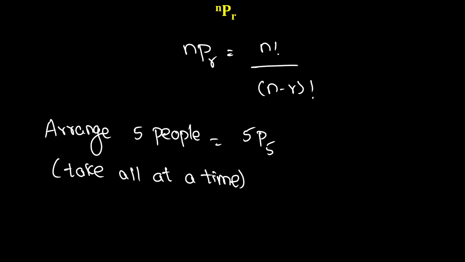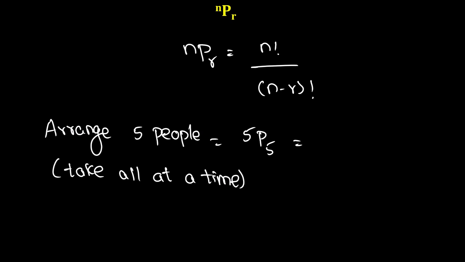Some people may have a doubt. Everyone has a doubt actually. Arrange 5 people means, among 5 people, do I need to select 3 people and arrange, or select 2 people and arrange, or take all 5 or not? We have to take all at a time by default. All 5 people you have to take, and we have to arrange all 5. 5P5. So what does 5P5 mean?